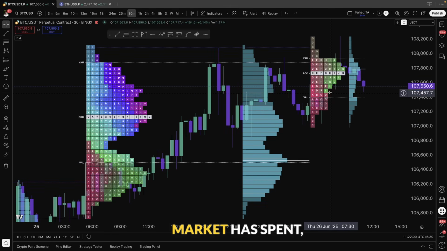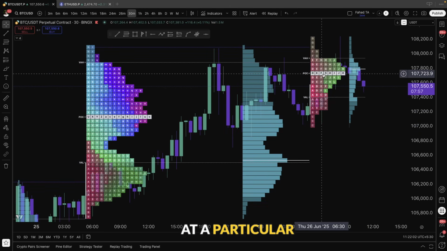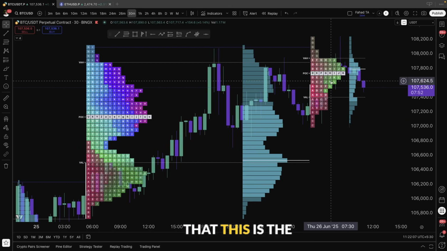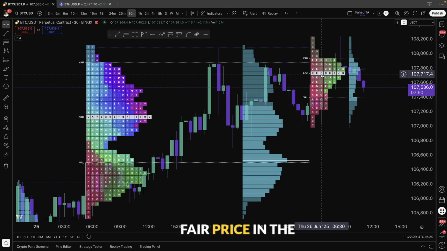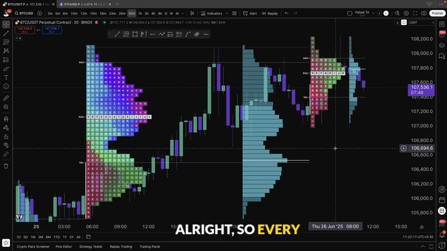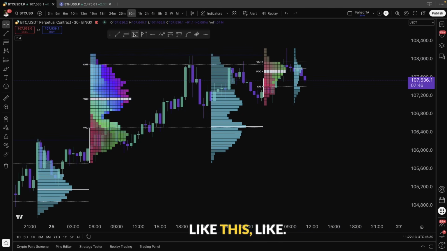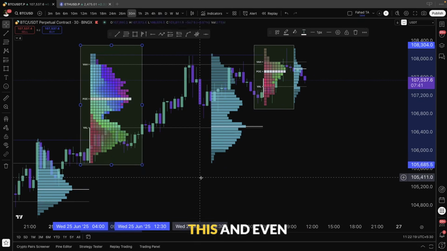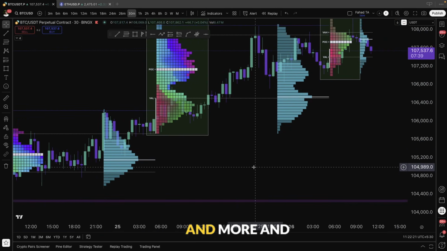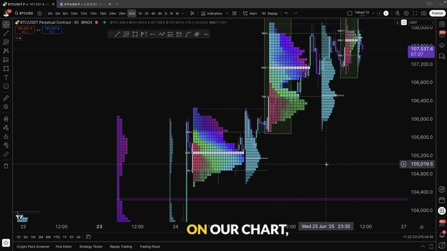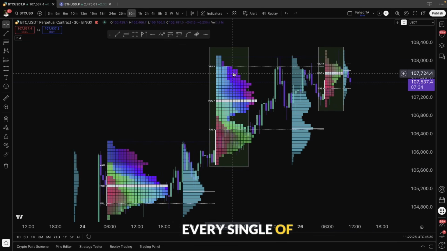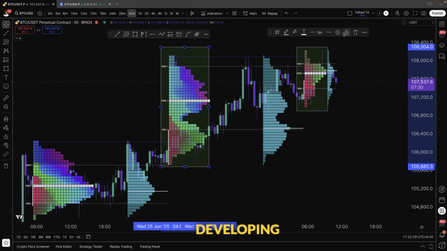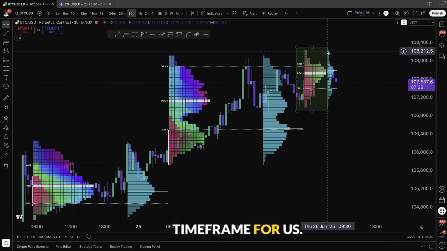So if you see that the market has spent, let's say, an hour at a particular price and just 5 minutes at a different price, what does this mean? That this is the fair price in the current profile. All right, so every time you see something like this, like if I mark this and then mark this and even the previous one, and more profiles that we have on our chart, every single one of these blocks is called a profile. All of these profiles are developing on a 30-minute time frame for us.